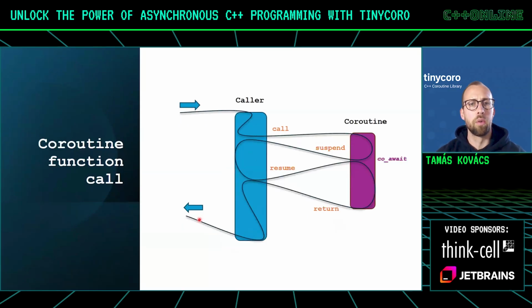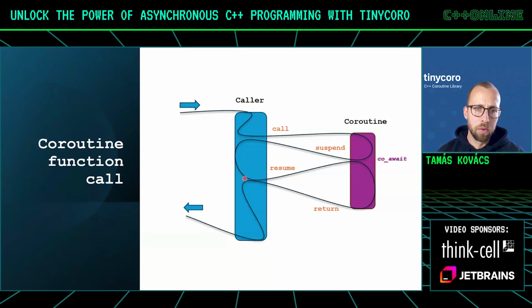But what about the coroutine? The coroutine looks a little bit different. With a coroutine, we can suspend it. In our case, there is one suspension point in this coroutine. So the caller starts the coroutine. The coroutine reaches its suspension point, in our case the co_await keyword. After suspending, the coroutine gives back the control flow to the caller.